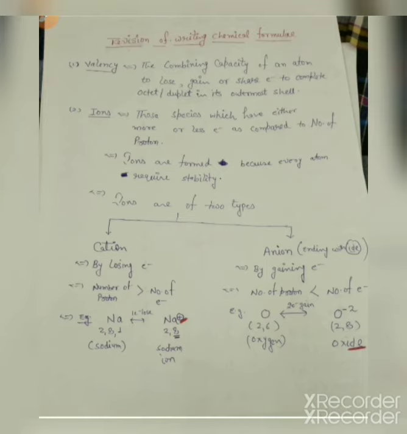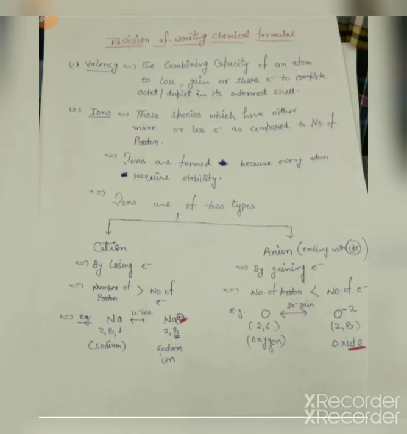Let's talk about anion. Anion is always written ending with ide. Remember this point, ending with ide, I-D-E. Anions are formed by gaining electron. In case of anion, number of proton is always lesser than number of electron.